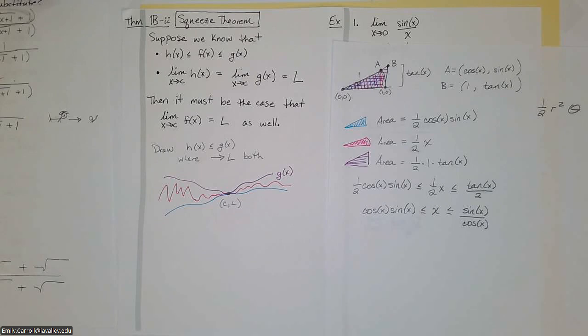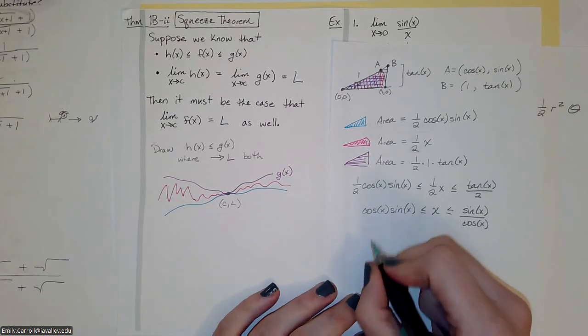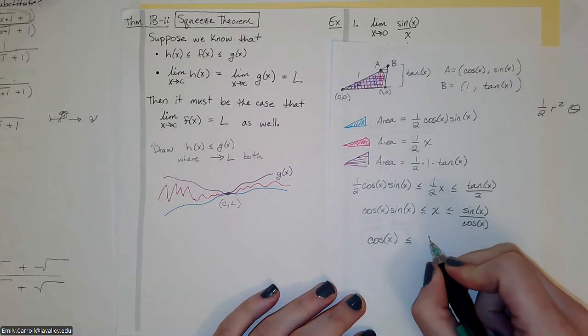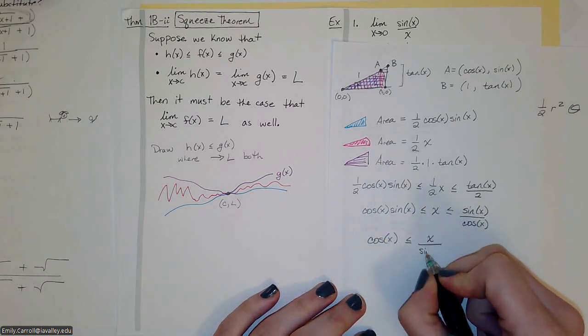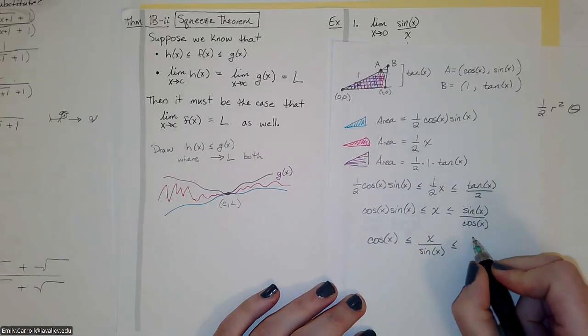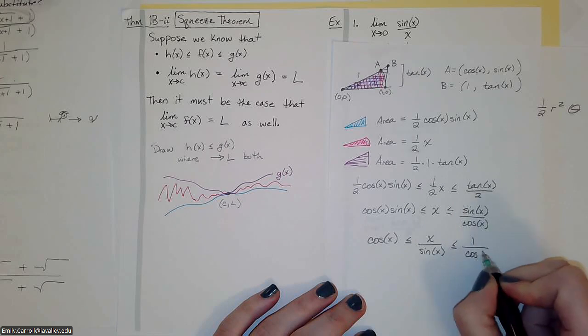For my next trick, I'm going to divide everything by sine. So I'm going to take all three of these expressions and divide sine from them. So this one will be cosine, and then I'll have an x over sine, and then this one is just 1 over cosine.